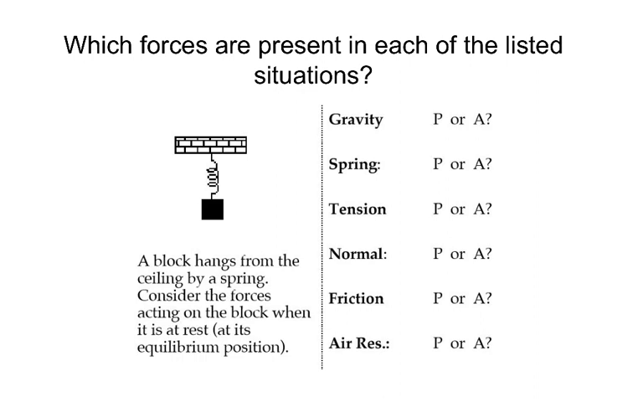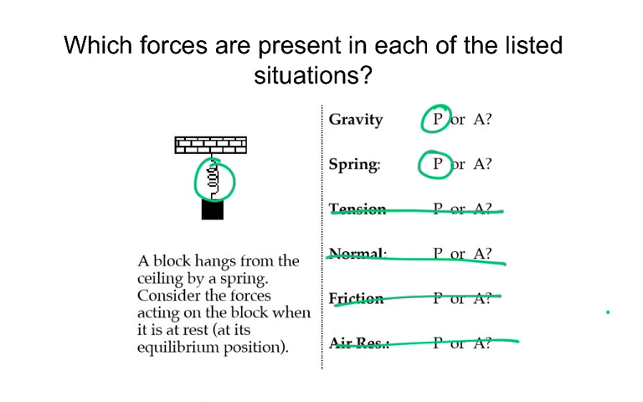All right, so forces present here. Well, we definitely always have gravity because it's in a gravitational field. There's no surface, so no normal or friction. No air resistance, it's not moving. Air resistance is a special type of friction, so it also requires motion. If there's no motion, you don't have any air resistance. No rope, string, or wire, so it's a spring here. So we have a spring force.